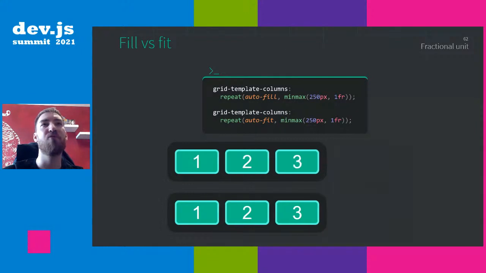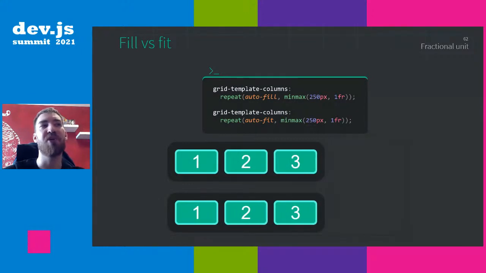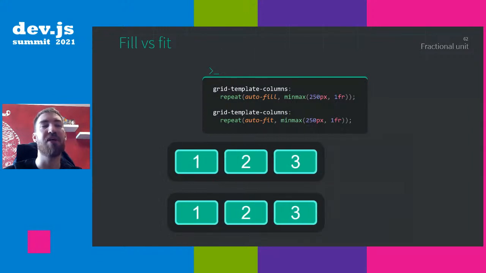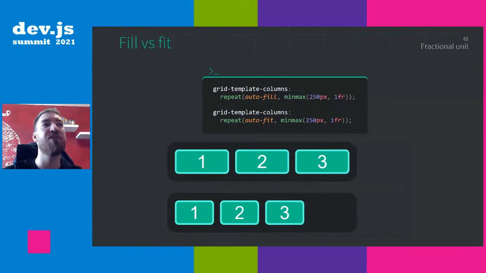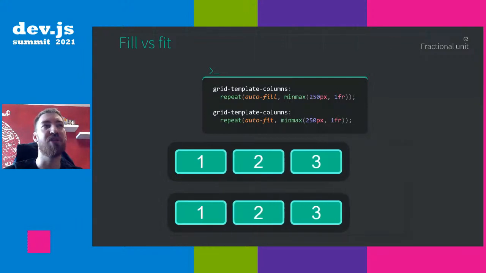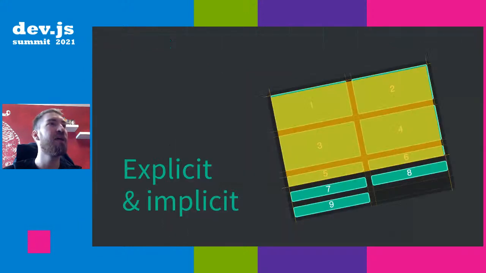And AutoFit would be a good use case, for example, if you have dynamic loading. So if you have additional elements that will be loaded asynchronously, dynamically after some time, you would avoid the sudden layout shift after those elements are loaded if you use AutoFit instead of autofill. And an additional thing that we need to talk about is explicit and implicit grids.